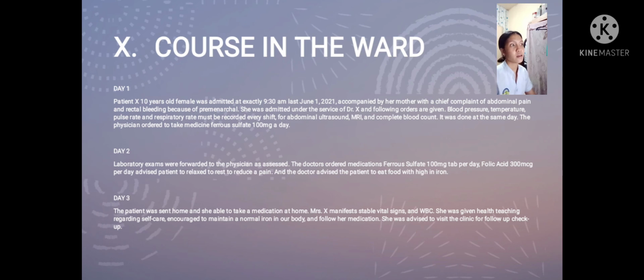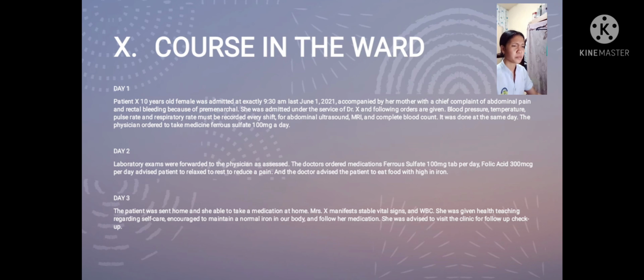So, 10 is the course in the ward. Day 1: Patient X, 10 years old, female, was admitted at exactly 9:30 a.m. last June 1, 2021, accompanied by her mother, with chief complaint of abdominal pain and rectal bleeding because of premenarchal. She was admitted under the service of Dr. X and the following orders were given. Blood pressure, temperature, pulse rate, and respiratory rate must be recorded every shift. Abdominal ultrasound, MRI, and complete blood count were done on the same date. The physician ordered ferrous sulfate 100 mg a day.